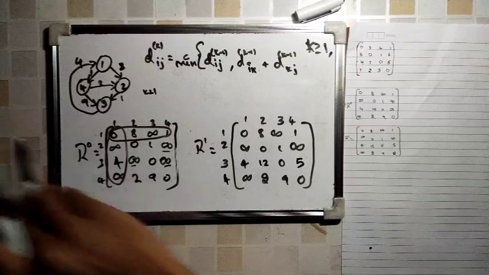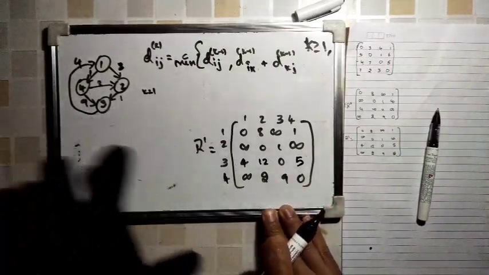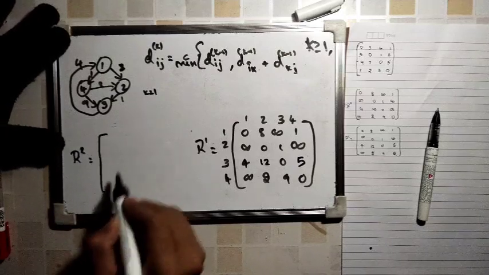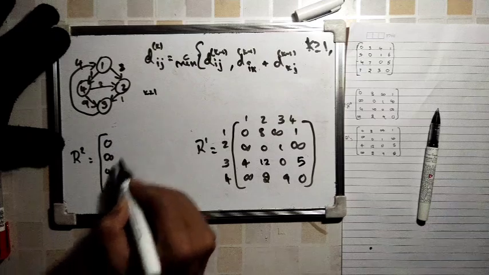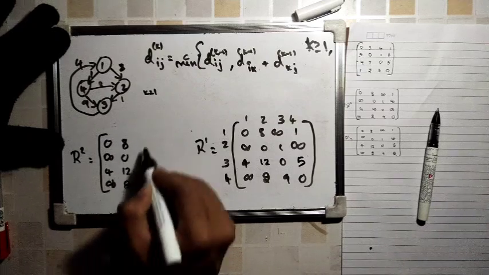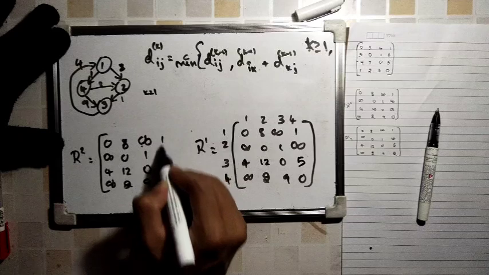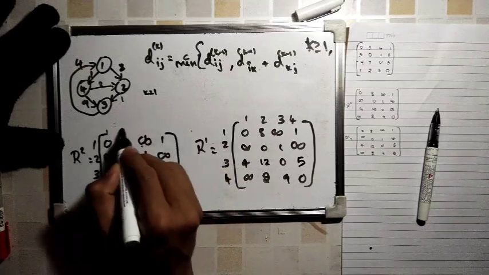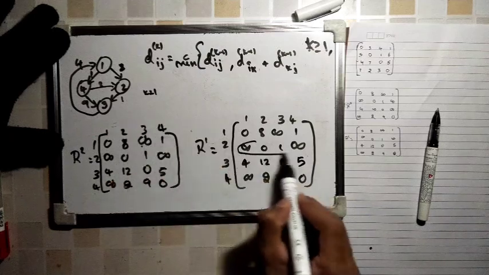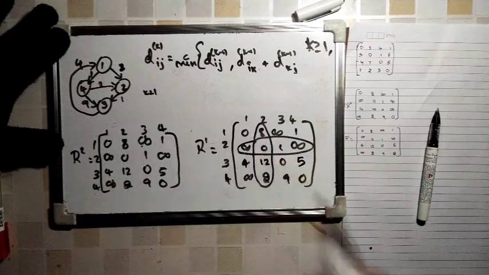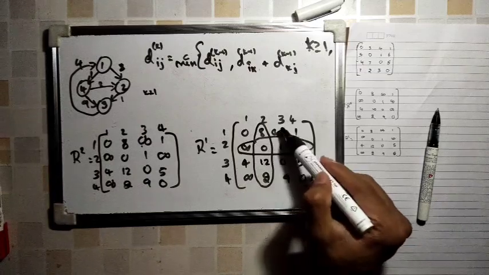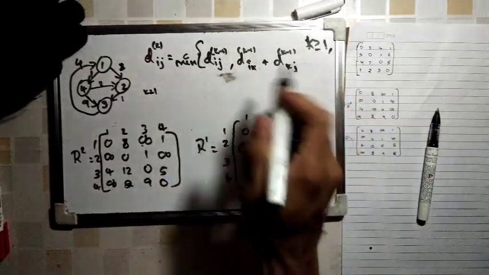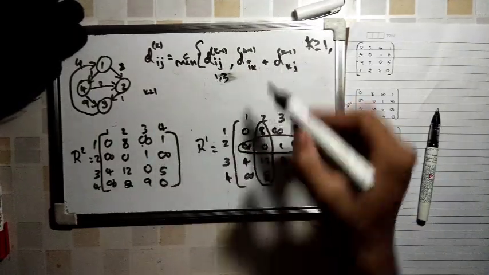So now with the help of R1 I will find this R2. Let me write it the same, then I will make the changes. So 0 infinity 4 infinity, 8 0 12 2, infinity 1 0 9, 1 infinity 5 0. So 1 2 3 4, 1 2 3 4. I am considering this row and this column. Now I will try to find 1 comma 3. So k is 2, right? Now k is 2.